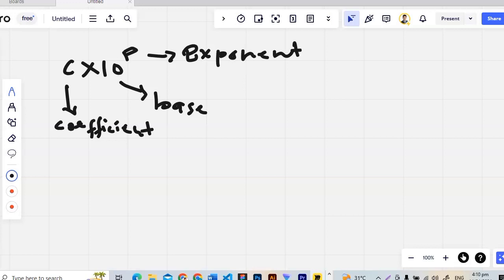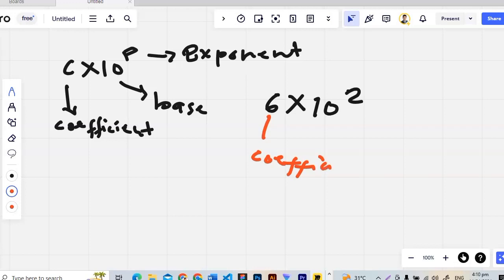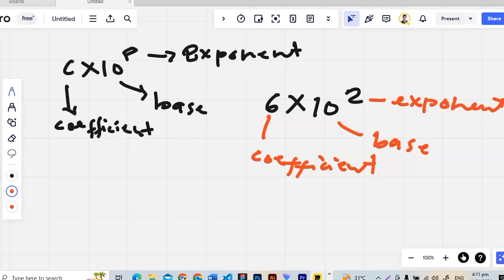Let's have an example here. 6 times 10 to the power of 2. Okay, 6 is the coefficient, 10 is the base, and 2 is the exponent. Okay, now let's have another example here.